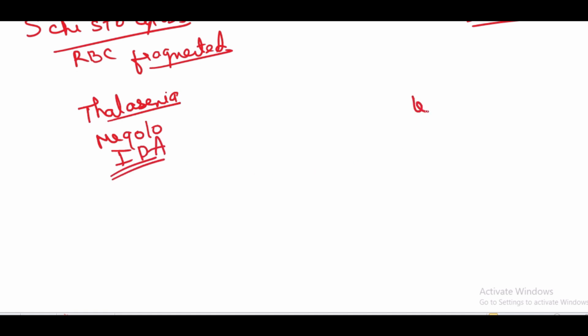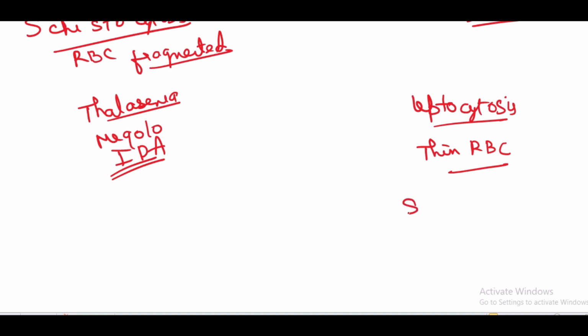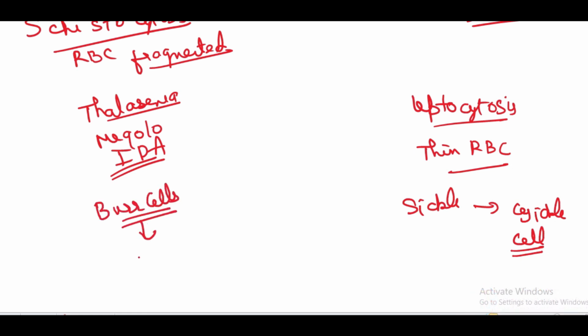Another term is leptocytosis, thin RBCs seen in severe iron deficiency anemia, thalassemia, etc. Sickle cell RBCs are seen in sickle cell anemia. Burr cells are RBC fragments with one or more spines, seen in uremia. Oval or elliptical RBCs are seen in hereditary ovalocytosis and elliptocytosis.